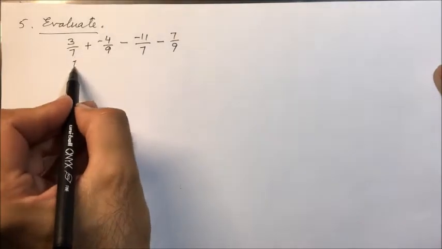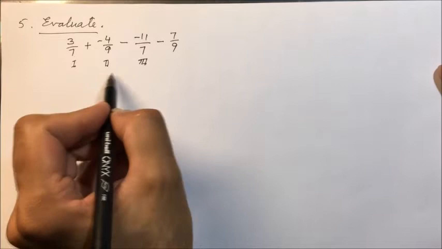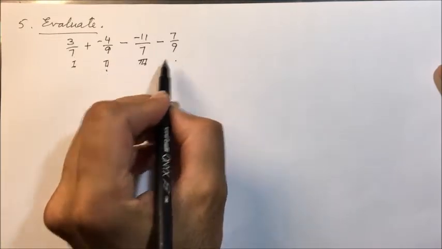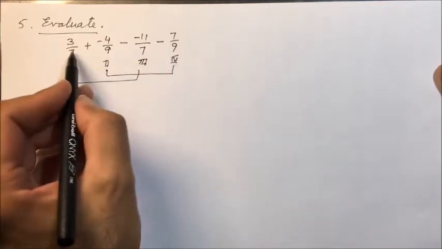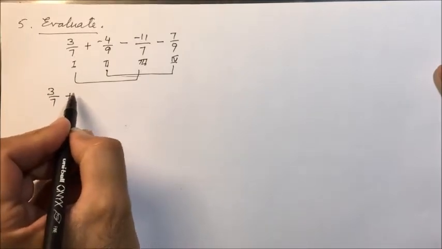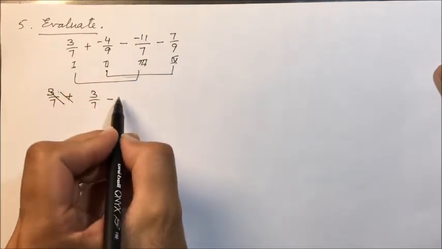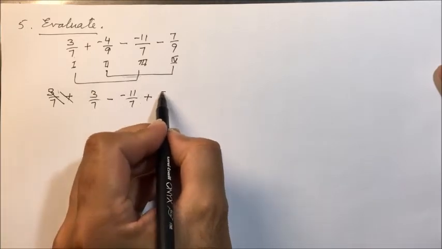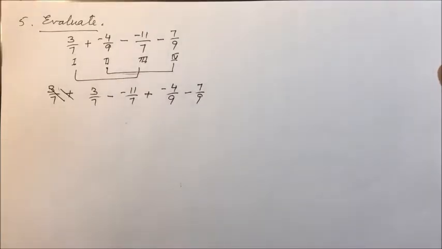Now we can see the first and third term have the same denominator. Second and fourth term, they are having the same denominator. So we will club them. So here will be 3 by 7 minus minus 11 upon 7. First we will be writing it, plus minus 4 upon 9 minus 7 upon 9.